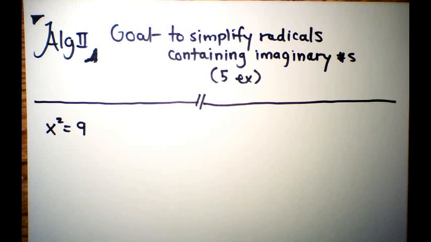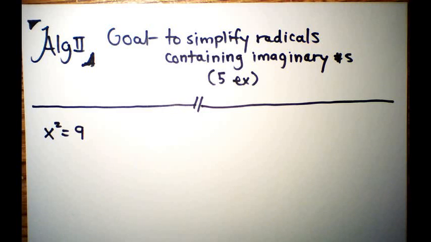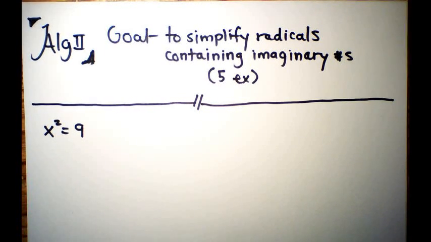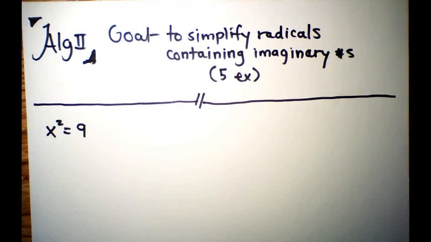Welcome everyone. The lesson today is to simplify radicals containing imaginary numbers. We do have 5 examples, but in between that, even just before example number 1, I need to give a definition of what imaginary numbers are. It is assumed before this lesson that you know how to simplify radicals, square roots, and cube roots as well. So brush up on that if you're not good at that one just yet.